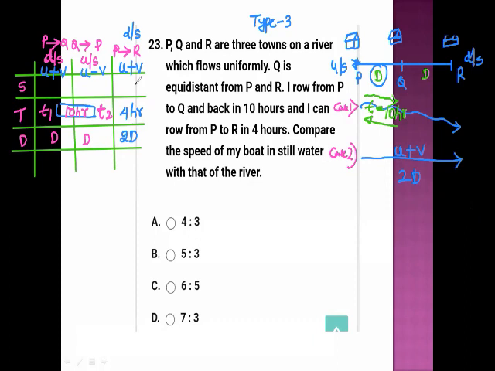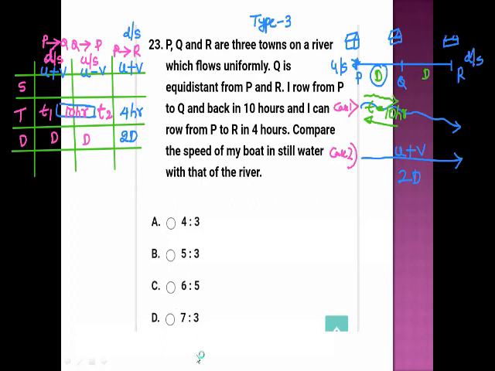What he is asking is to compare the speed of the boat in still water to that of the river. So he is asking what U divided by V is. I need to solve it.